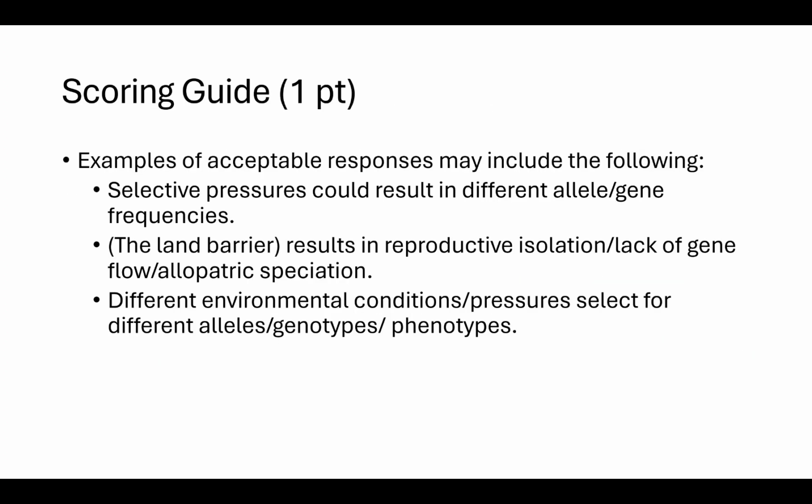So let's go ahead and look at the scoring guide. So there are a couple of different potential answers. It's saying selective pressures could result in different allele or gene frequencies. When it says selective pressures, that means there are differences in the environment that act as a pressure for natural selection and cause changes in allele frequencies, which cause changes in the population. You could say that the land barrier results in reproductive isolation, or that lack of gene flow that I talked about. This type of speciation, where you have two populations physically separated from each other, is specifically called allopatric speciation. This is different from the other type of speciation, which is sympatric.